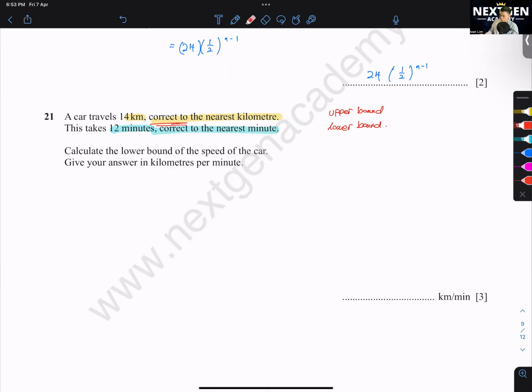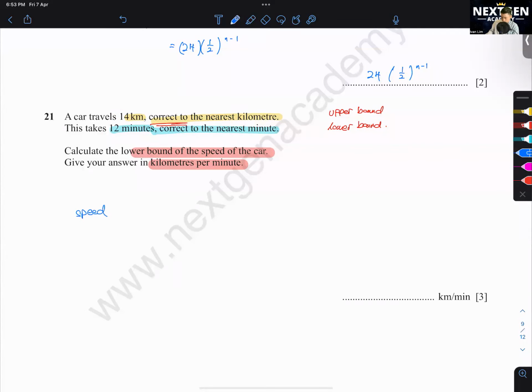Calculate the lower bound of the speed of the car in kilometers per minute. Okay, this one is a combination one, right? What's the final one that we want to find? We want to find the relationship between speed, distance, and time. So let's write down the formula first.